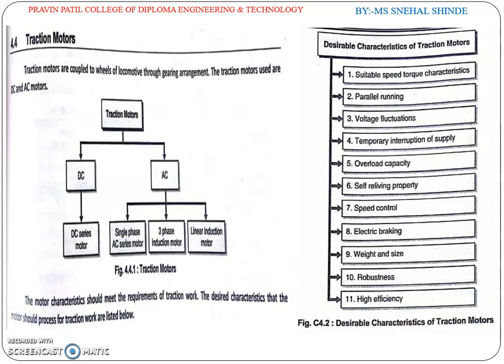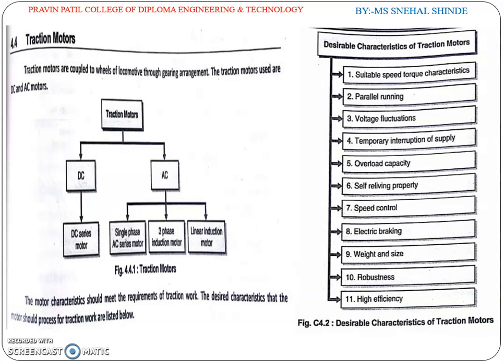Sixth is the self-relieving property. As we know, torque is inversely proportional to the speed. So HP or output is proportional to T into N. It is a constant. This gives the motor a self-protective property against excessive overload.